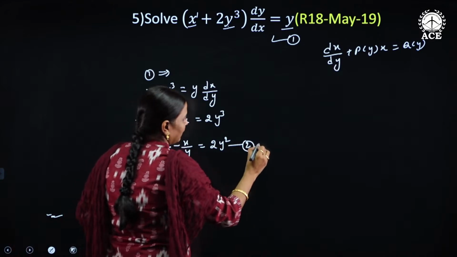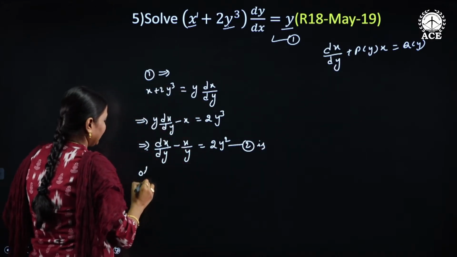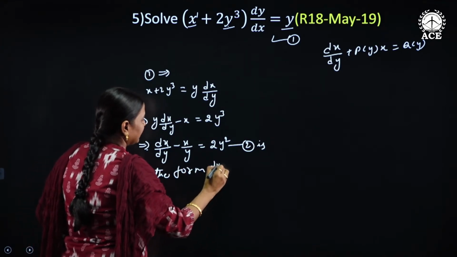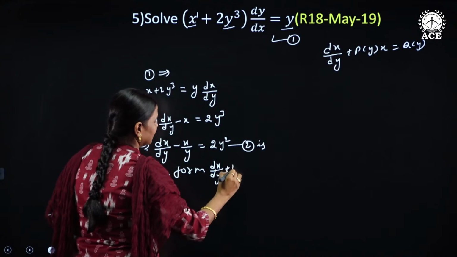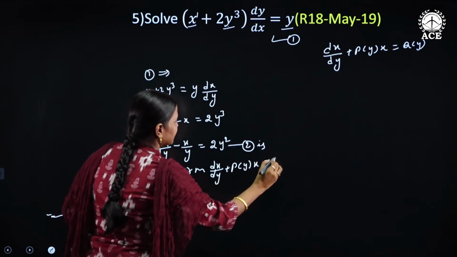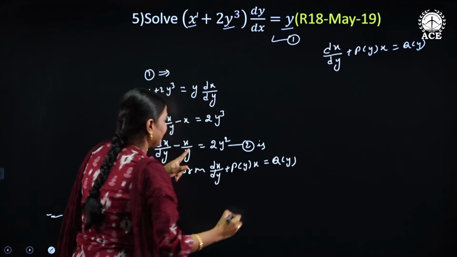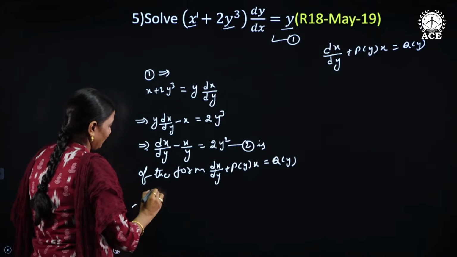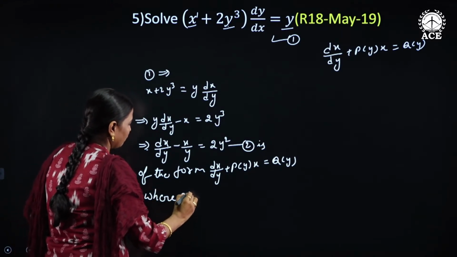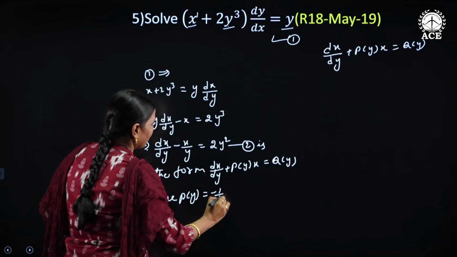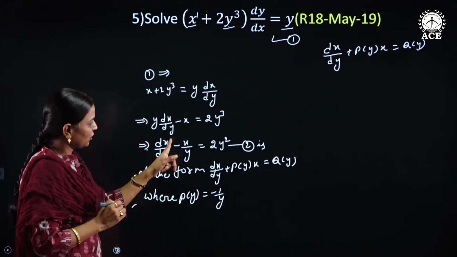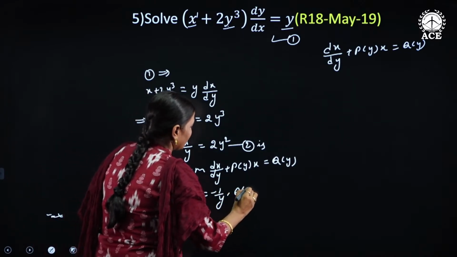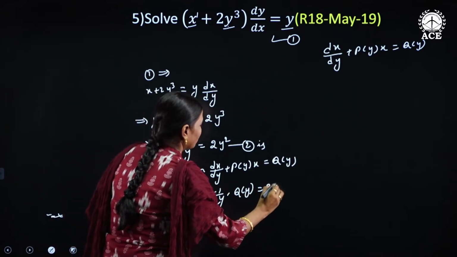Equation 2 is of the form dx by dy plus p of y into x is equal to q of y. Compare equation 2 with this standard form. What is p of y? p of y is equal to minus 1 by y, the x coefficient. Next, what is q of y? q of y is equal to 2y square.